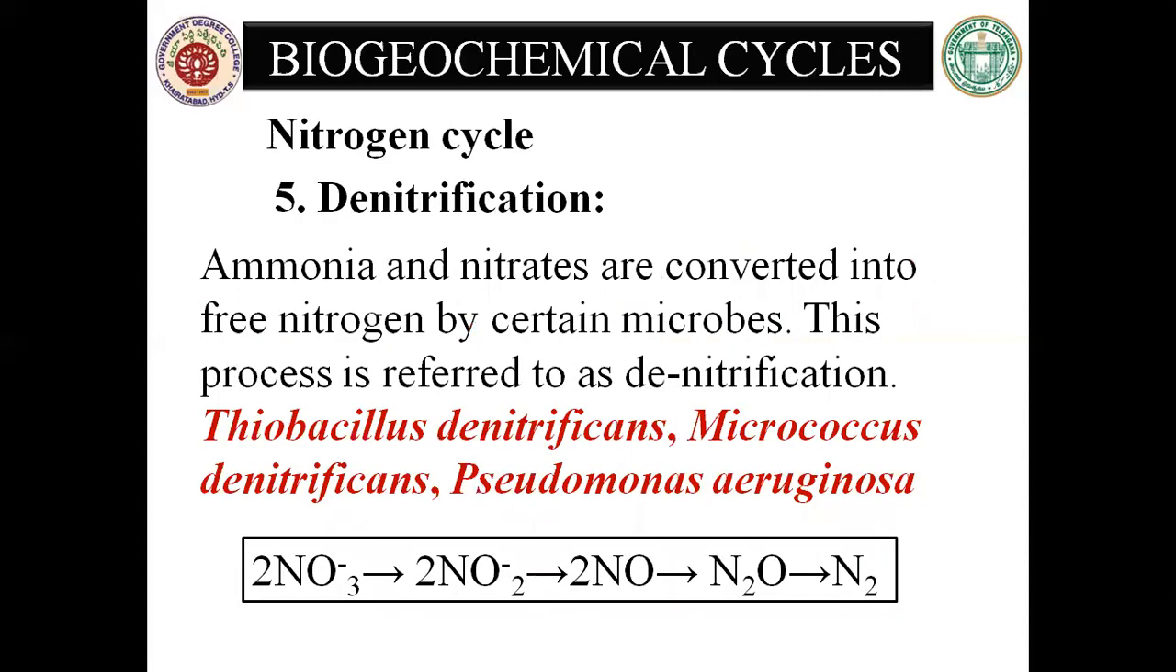Fifth step is denitrification. What is denitrification? Ammonia and nitrates are converted back into free nitrogen by certain microorganisms, which is known as denitrification. The microorganisms involved in this process are Thiobacillus denitrificans, Micrococcus denitrificans, Pseudomonas aeruginosa. These are a few examples of denitrifying bacteria which convert ammonia and nitrates into free atmospheric nitrogen. In this chemical reaction, we can see it very clearly.